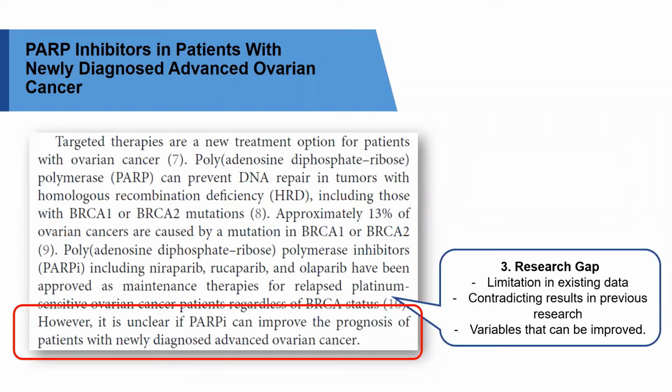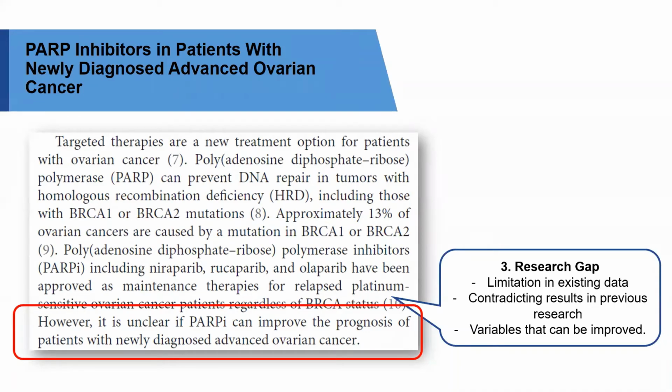And finally, they mentioned their research gap, that it is unclear if PARP inhibitors can improve the prognosis of patients with newly diagnosed advanced ovarian cancer. So a research gap can take many forms. It can be, for example, a limitation in existing data. There is not enough data in a certain disease area, and we're looking for more answers to more questions.